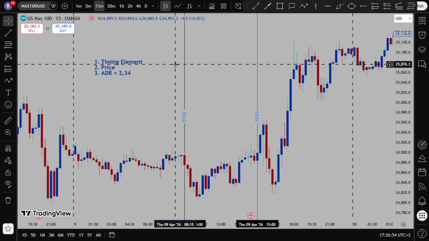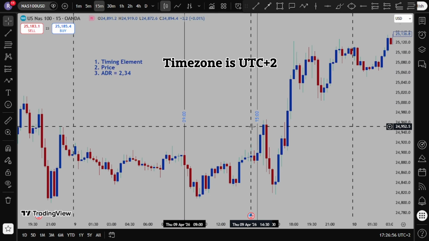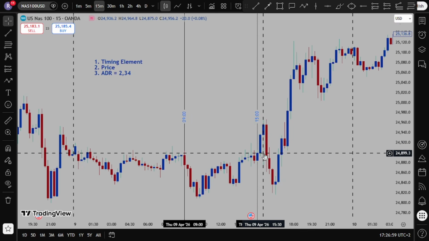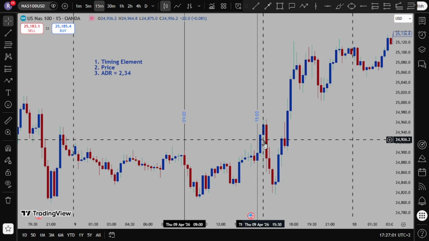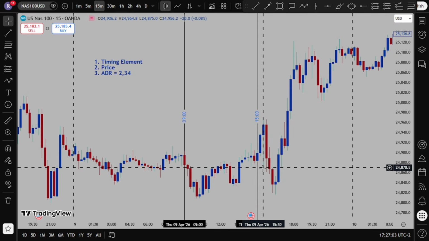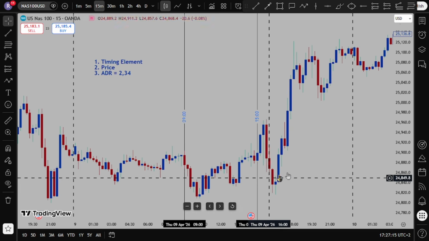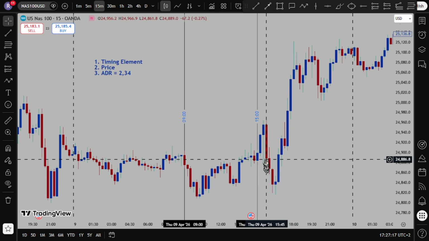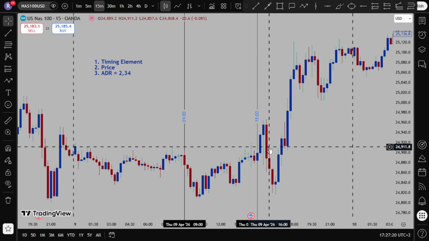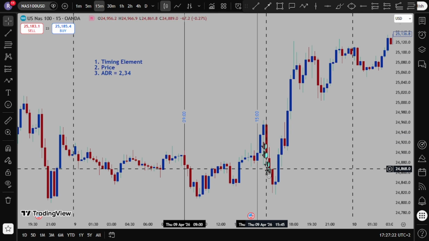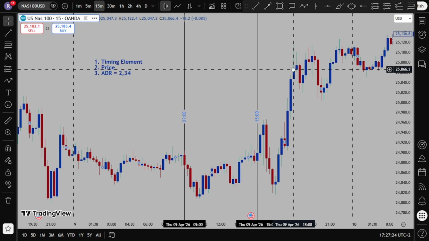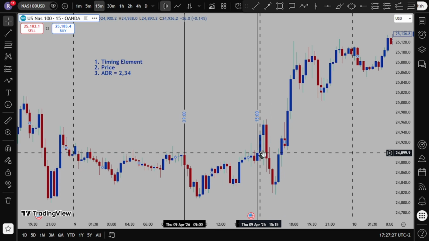Now, speaking of the timing element, we already have 9 and 15 here. But my trading time, or my time to start looking for opportunities in the market, starts from 15 going forward. When I'm trading the NAS100, the BTCUSD, or the USD, I start from 15:30 going forward to look for opportunities. I don't take trades before 15:30. Why? Because that is when the market starts to be active and decisive. That is why you saw me entering here after 15:30.